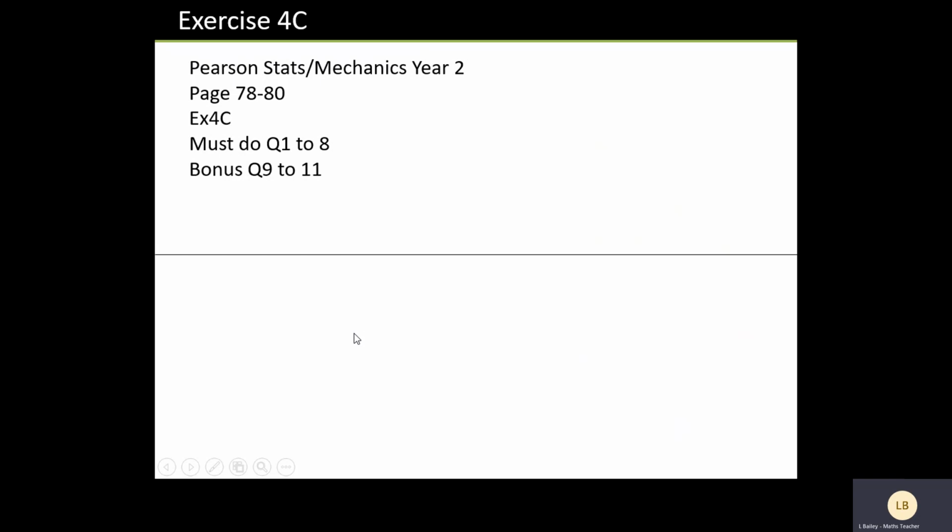Okay, I'll let you have a go at some of those now. So it's from exercise 4C. You've got to do 1 to 8. The bonus is 9 to 11.